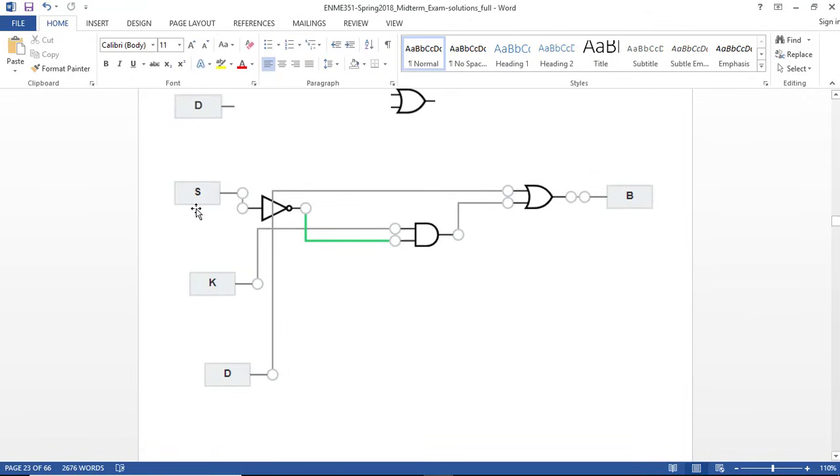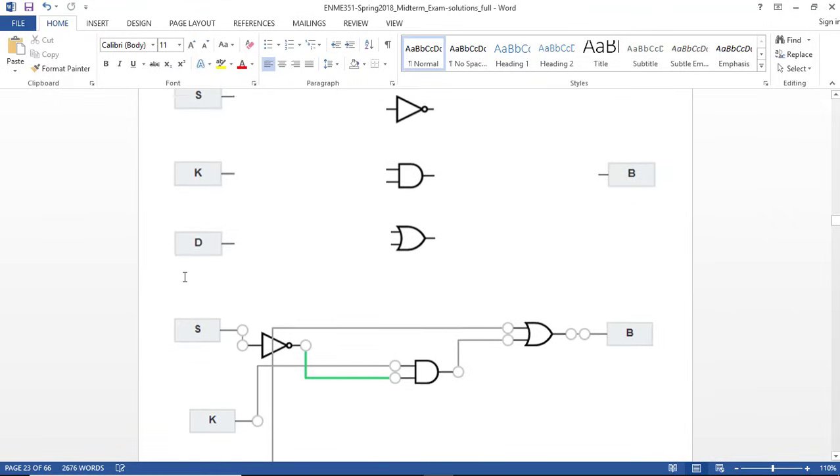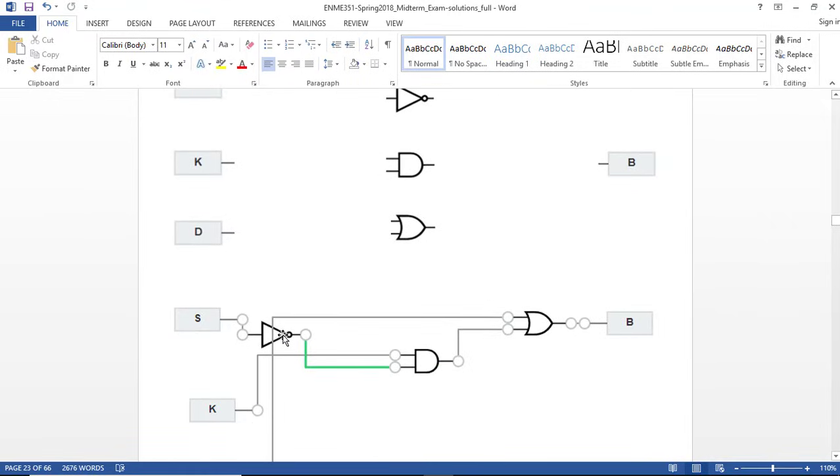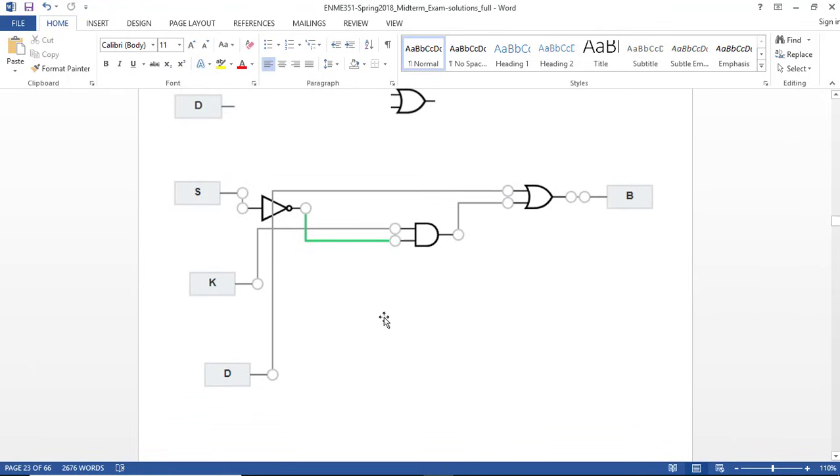So here I have S, the seatbelt, going into a NOT gate, right? And then I have the key and the not seatbelt going into an AND gate. And the output of that is going to an OR gate, where that is getting ORed with the door, right? So we have the door OR, not seatbelt and the key is in the ignition, which turns on the buzzer, sends the buzzer high, and alerts the user, hey, we have a problem here.